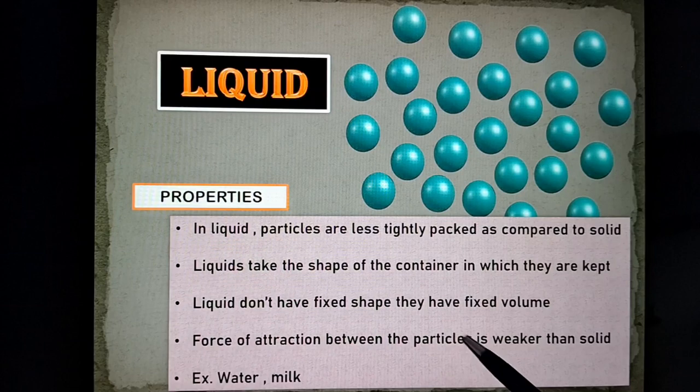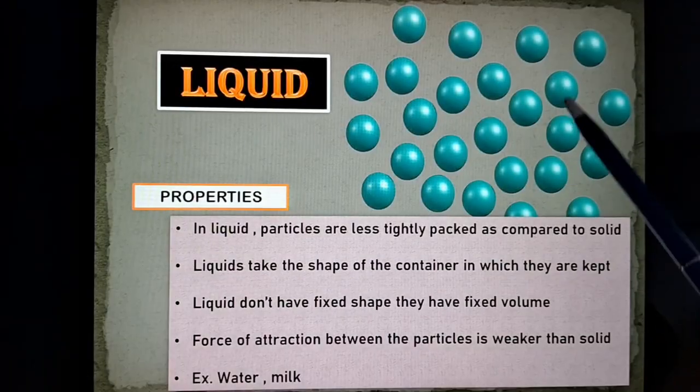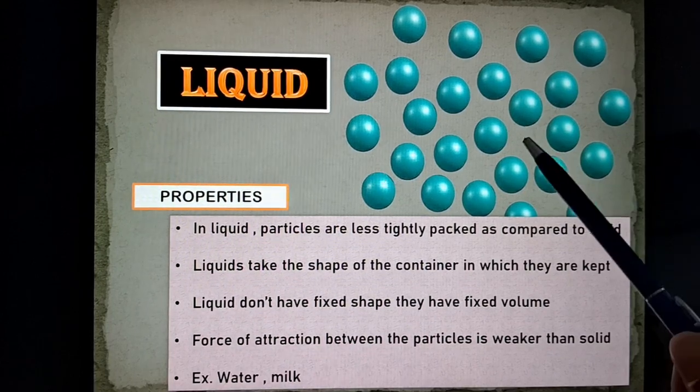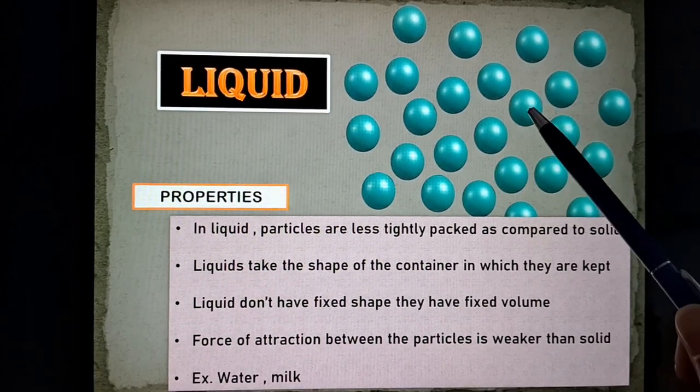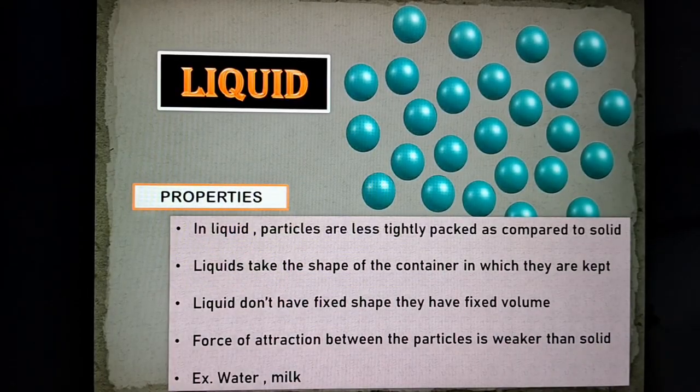The force of attraction between the particles is weaker than in a solid because there is some distance between the two molecules. That's why the intermolecular force of attraction is weaker than in a solid. Examples of liquids are water and milk.